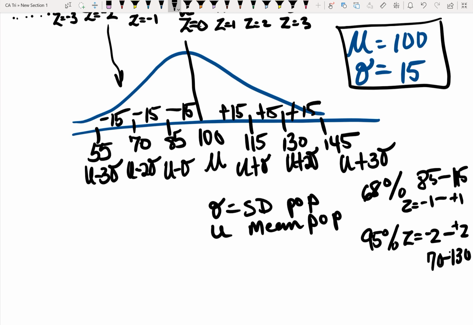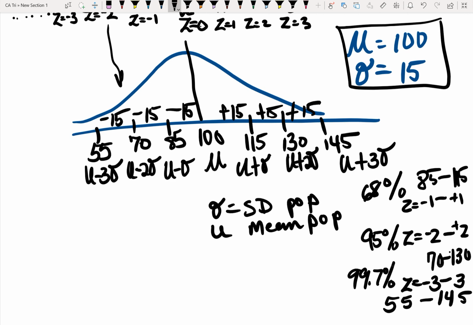And then lastly, the 99.7%, which is where z falls between -3 to +3, and so in this case the scores from 55 to 145. Okay.